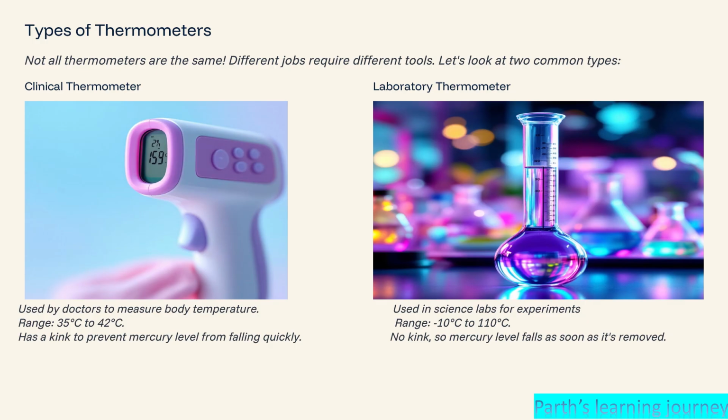Second, the laboratory thermometer. The laboratory thermometer is used by scientists in science labs for experiments. The range of this thermometer is minus 10 degrees Celsius to 110 degrees Celsius. It doesn't have any kink, so the mercury level falls as soon as it is removed. Let's move on to the next slide.